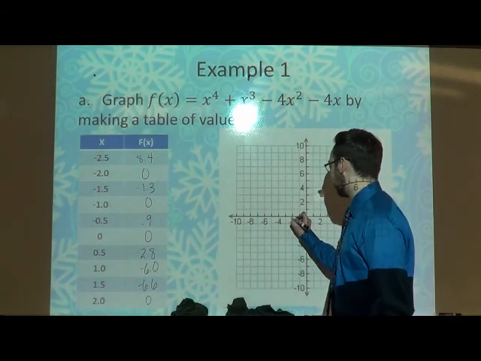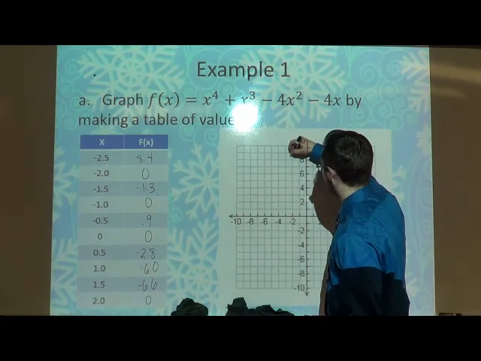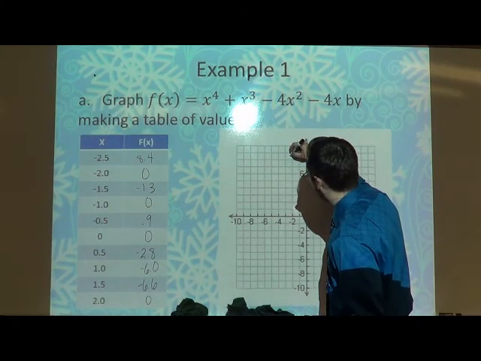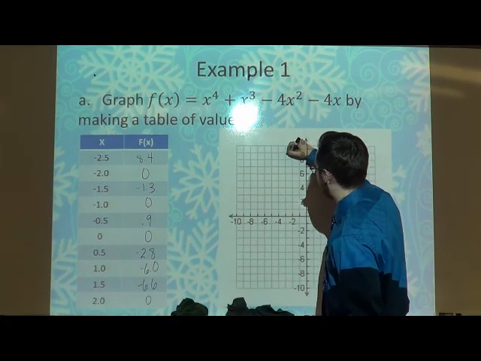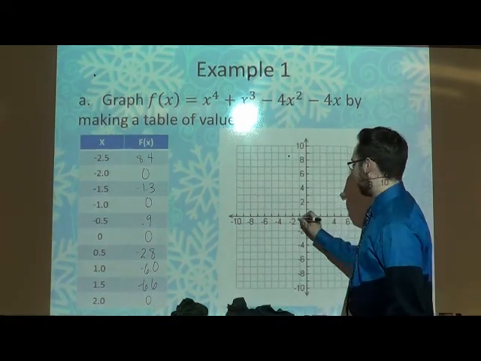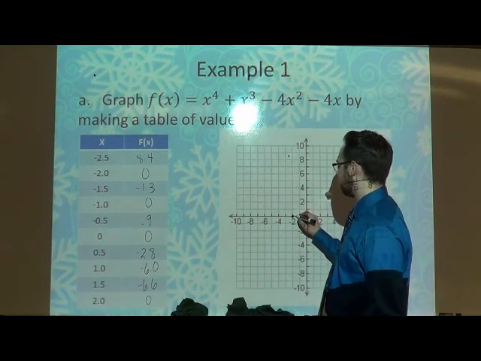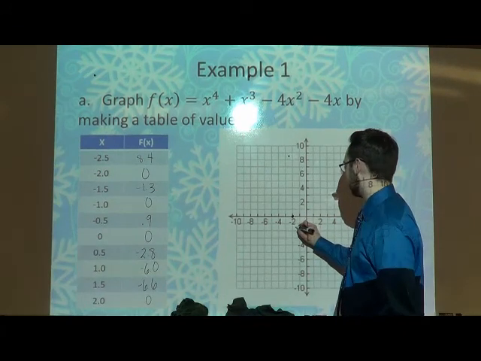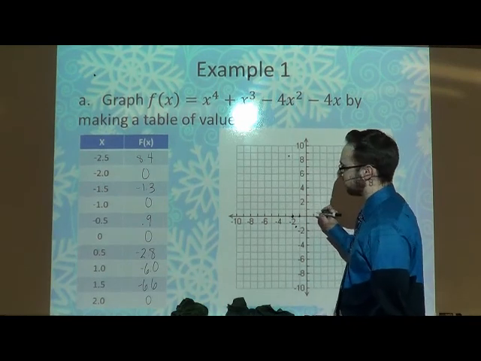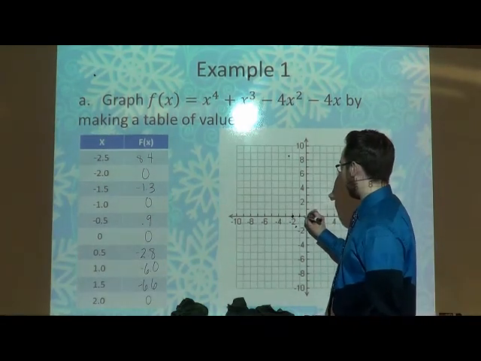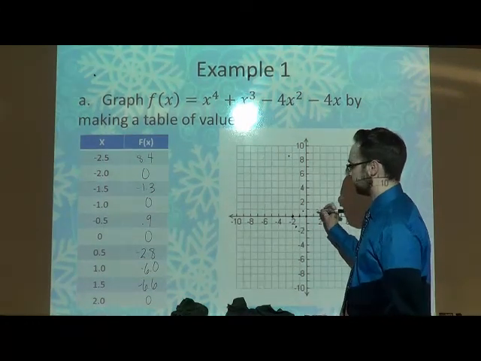So we have a negative 2.5, which is about here, and we'd be up at 8.4. So we're up here somewhere. That's where we start. Then at negative 2, we go to 0. Then at negative 1.5, we go down to negative 1.3. So we're about here. Then at negative 1, we go back up to 0. At negative 0.5, we're almost to 1. Then we go back down to 0.